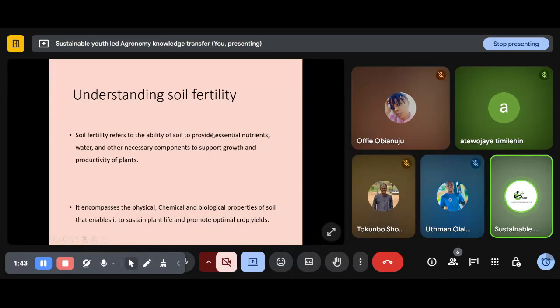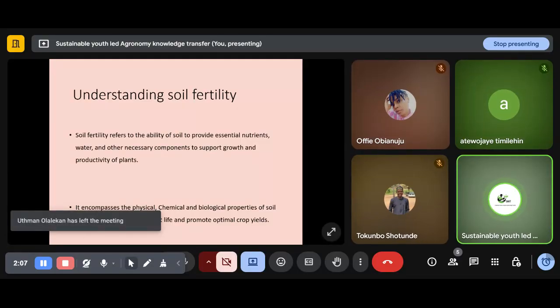So now, what is soil fertility? We need to understand that soil fertility refers to the ability of the soil to provide essential nutrients, water and other necessary components to support growth and productivity of plants. Let's observe there are some key statements here: essential nutrients, water and other necessary components to support growth and productivity of plants.